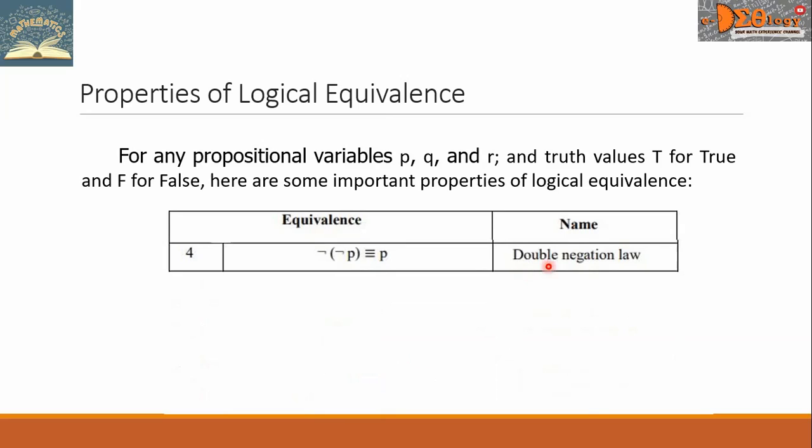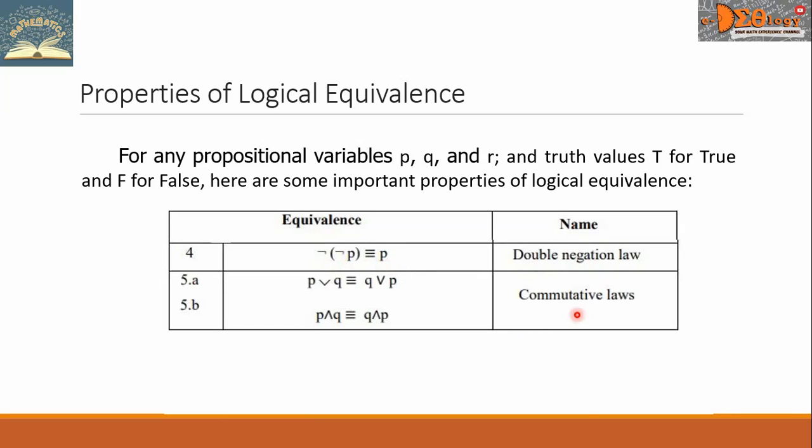Number 4, double negation law. This is the negation of not P is logically equivalent to P. Number 5, commutative laws. We have two parts. First part, 5a, P or Q is logically equivalent to Q or P. 5b, P and Q is logically equivalent to Q and P.